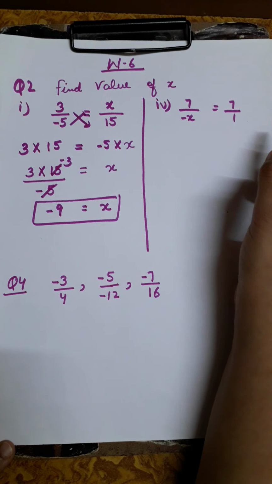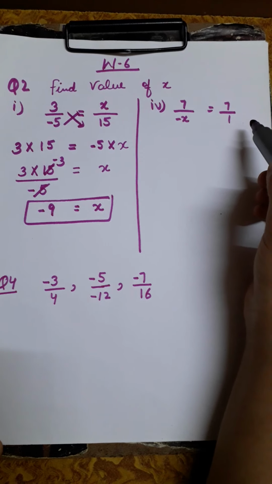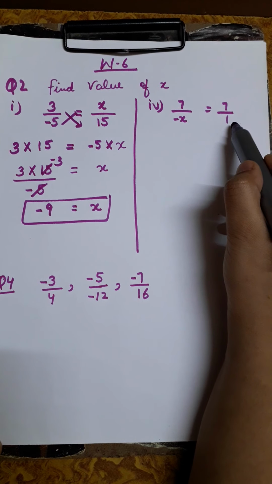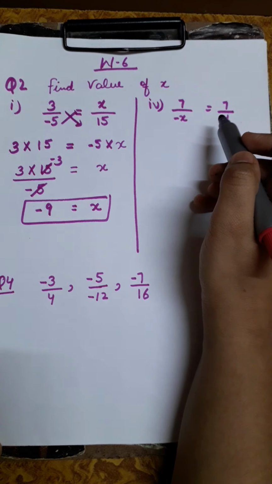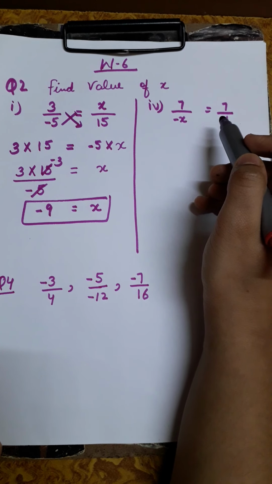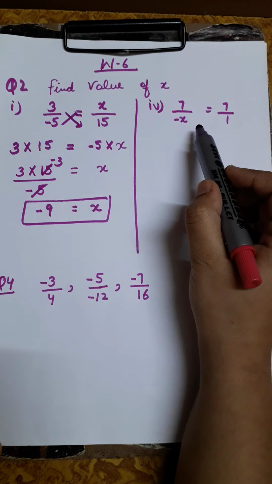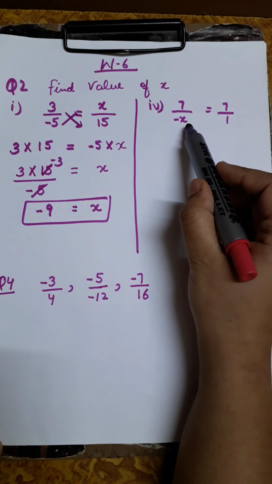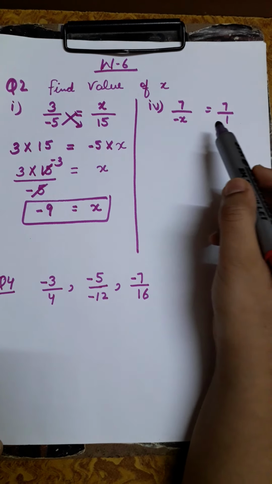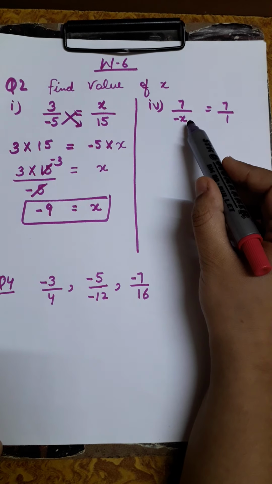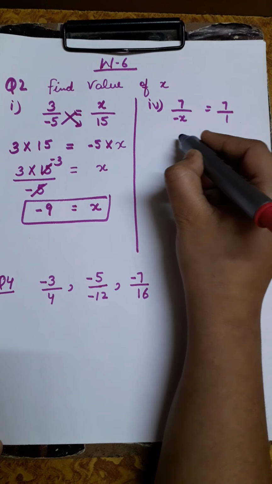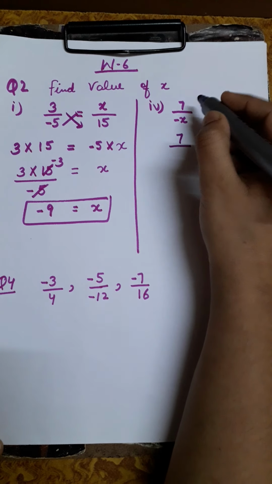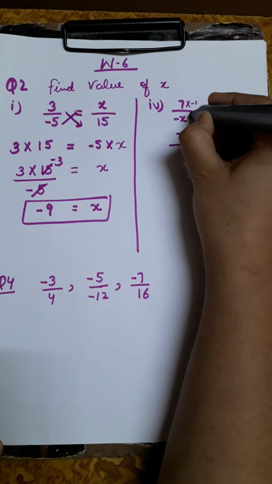And fourth part, 7 upon minus x is equal to 7 upon 1. In this question also, the concept we are doing in worksheet number 6 is that whenever we compare two rational numbers, we first make the denominator positive. So you can do it by this concept also, by making the denominator positive. The first step is you can make the denominator positive by multiplying it with minus 1.